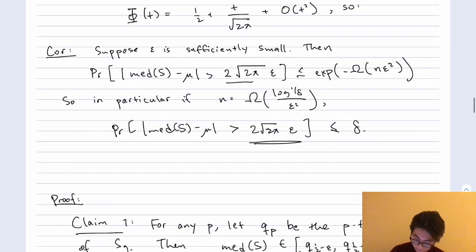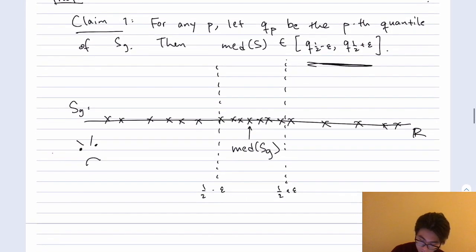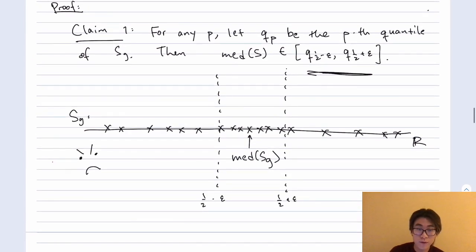Okay, so let's prove this. And to do so, I will first prove the following claim, which I claim is already the moral reason why you should expect the median to be a good robust estimator for the mean of a Gaussian. What is it? The claim is the following. For any p, let q sub p be the pth quantile of the good points, the original uncorrupted points from a Gaussian. Then the claim is that the median of my corrupt set of points lies within the interval between the 1/2 minus epsilon quantile of my original set of points and the 1/2 plus epsilon quantile of my original set of points.